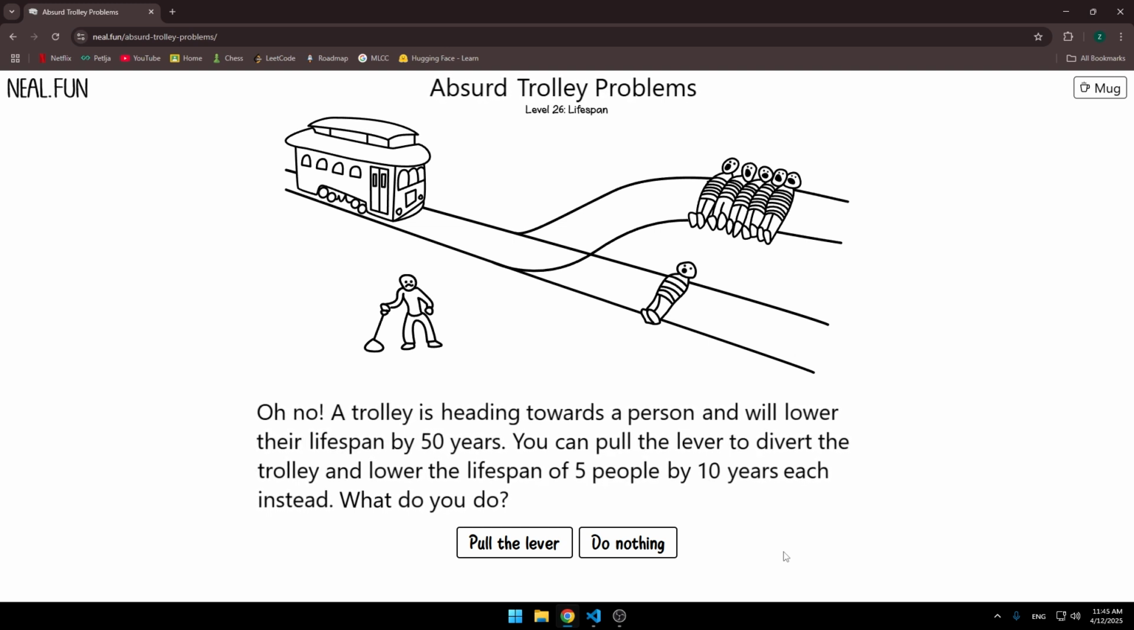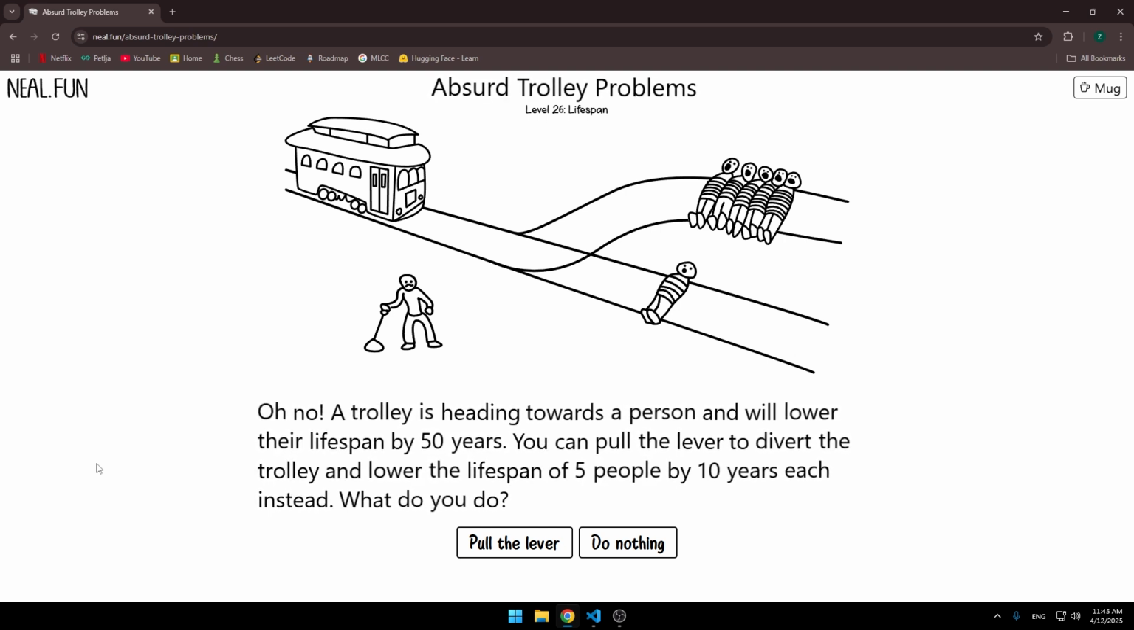Pull the lever. It's about minimizing total lifespan lost. One person losing 50 years is a bigger hit than 5 people losing 10 each. That's a net gain of 30 years overall. It's cold logic, but it's the most efficient outcome.